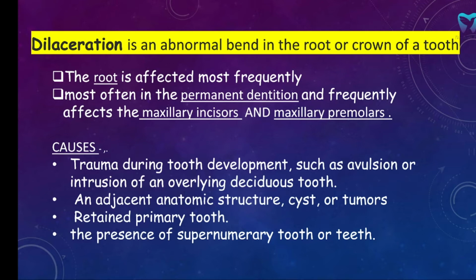Now coming to its causes, it can be caused by any traumatic injury that occurs during tooth development, such as avulsion, where the tooth is pulled out of the socket, or intrusion, where the tooth is pushed into the socket, or due to any cyst or tumor, any retained primary tooth, or any extra tooth.